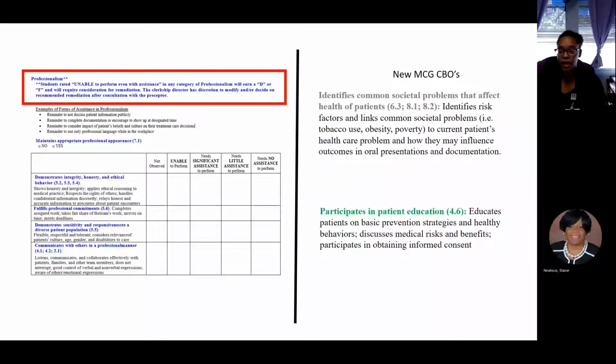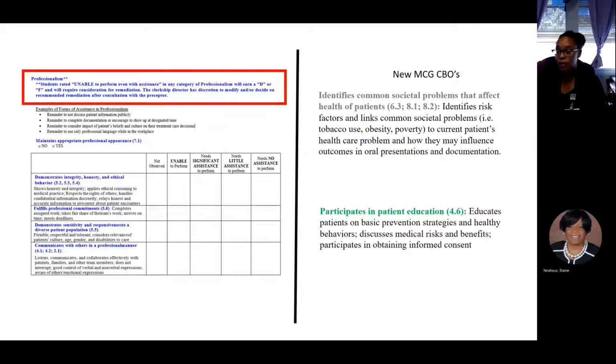In the area of communication and interpersonal skills, there's a new competency-based objective called participating in patient education. This involves the student educating patients on basic prevention strategies and healthy behaviors, discussing medical risks and benefits, or in clerkships that are more procedurally oriented, it could be participating in informed consent.